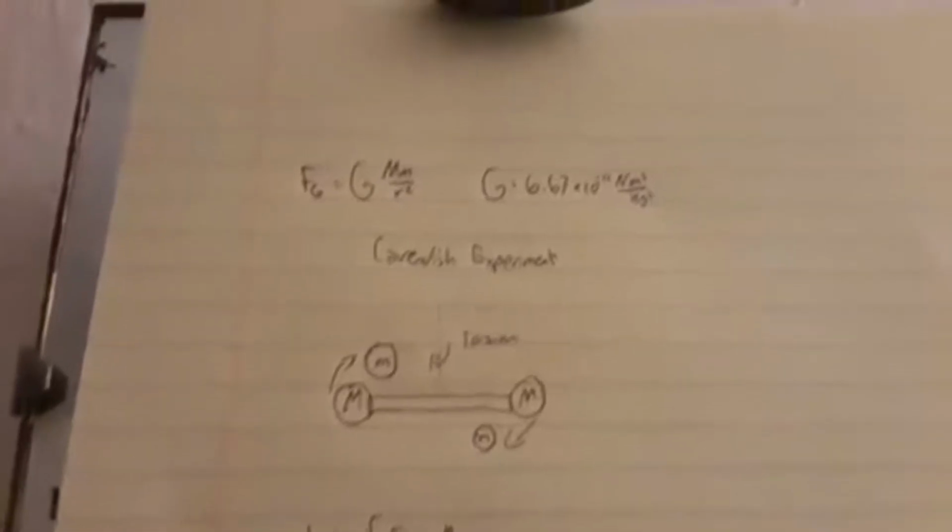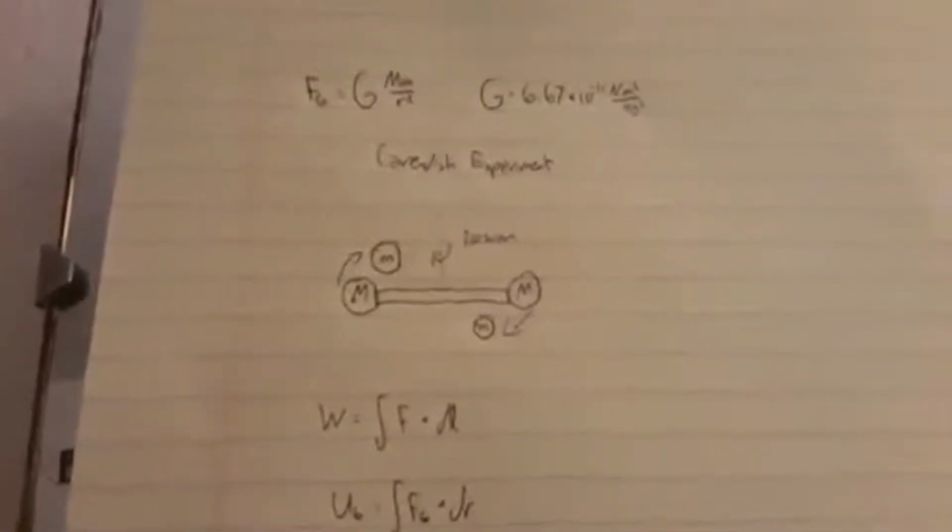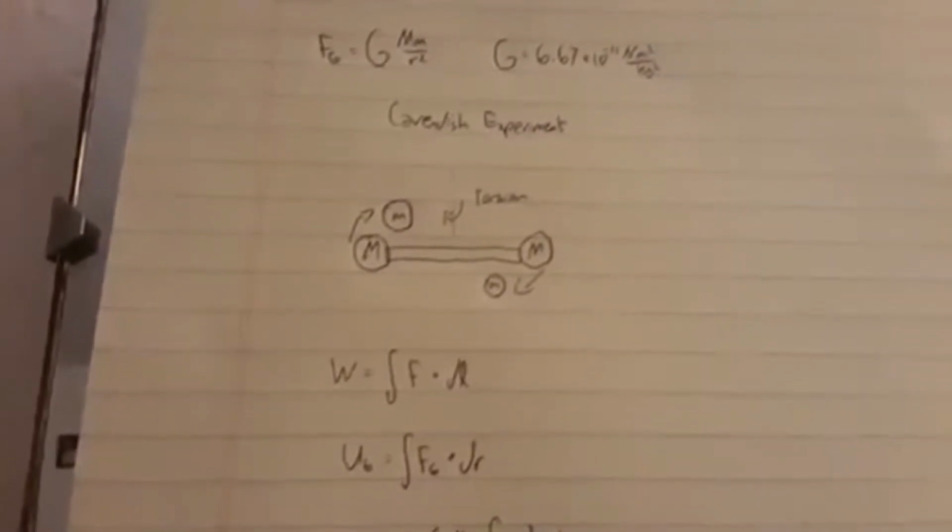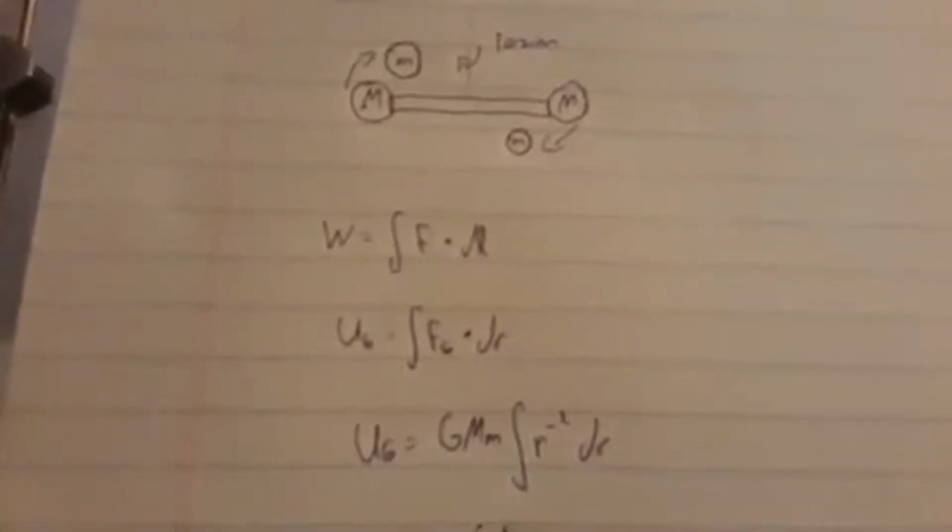So now that we found that, the next thing we need to talk about is the potential energy due to gravity. We know the general fact that work is equal to the integral of force over distance. So if we change that to the force of gravity over the distance dr, and we integrate with respect to r, we get that the potential energy due to gravity is negative big G M small m over r.